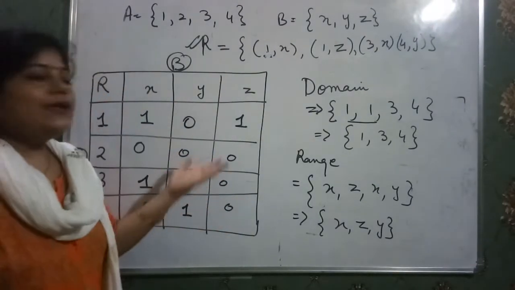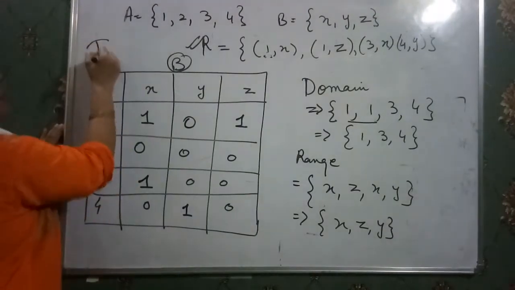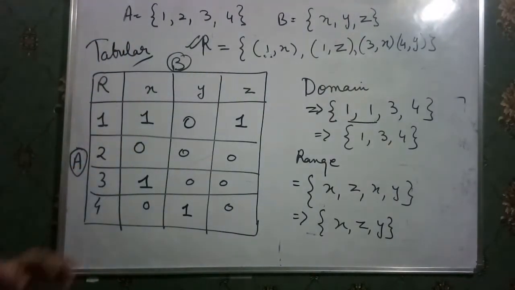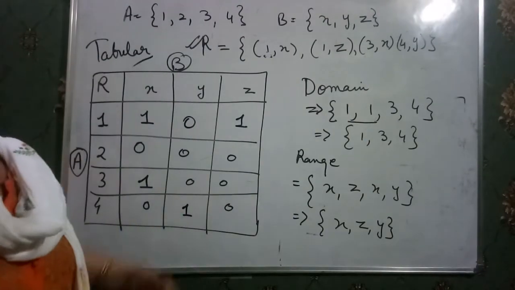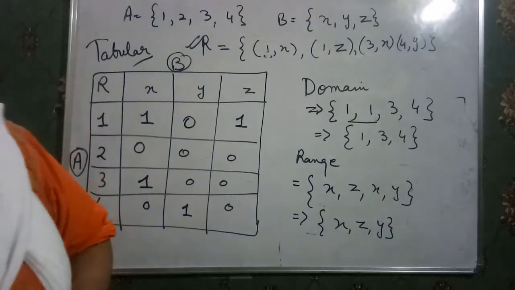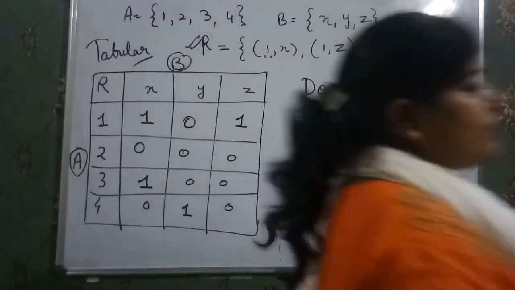Okay? But only this is the concept. This is the tabular form, by which we can represent a relation between two sets. Okay? Now the next topic I am also going to explain to you.